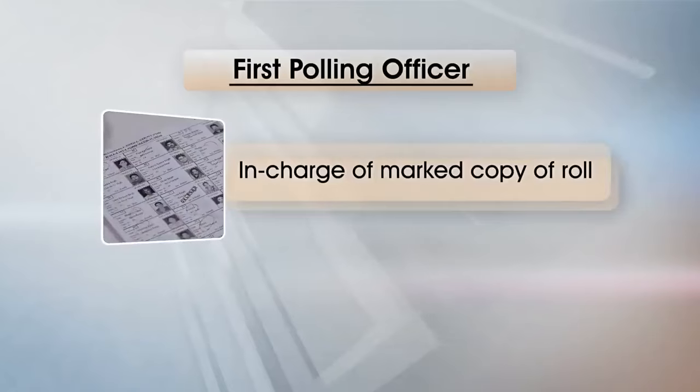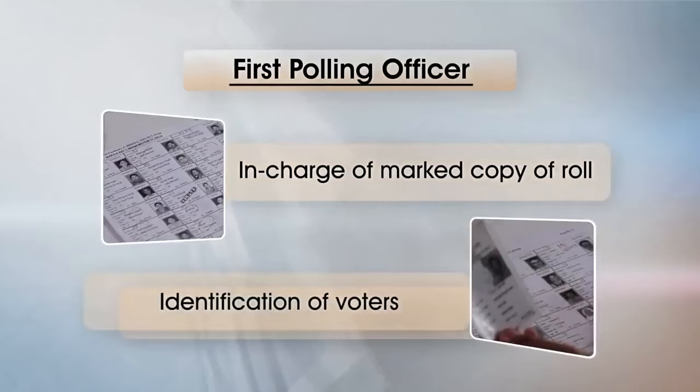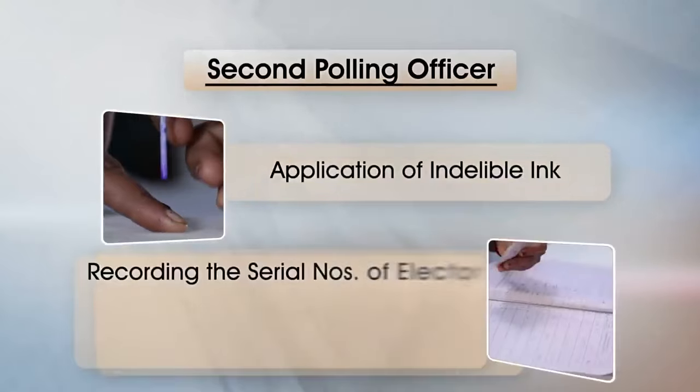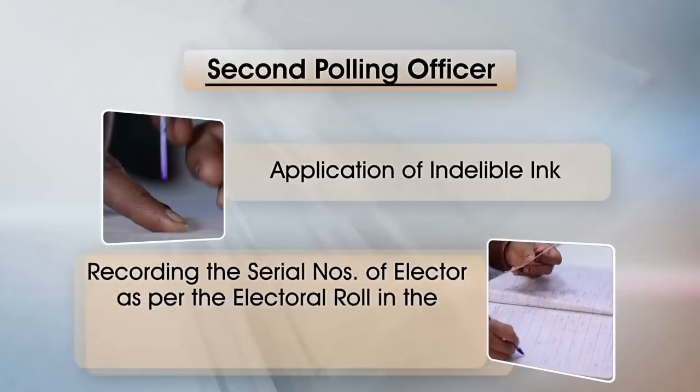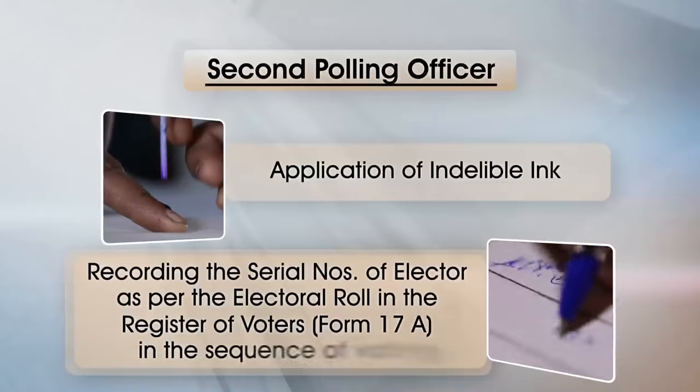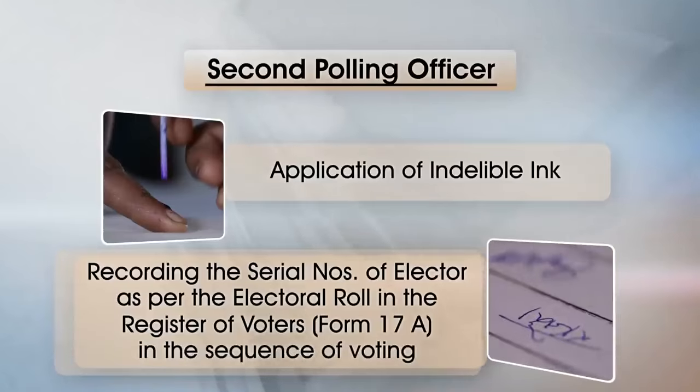First polling officer, in charge of marked copy of roll, identification of voters. Second polling officer, application of indelible ink, recording the serial numbers of elector as per the electoral roll in the register of voters, Form 17A, in the sequence of voting.